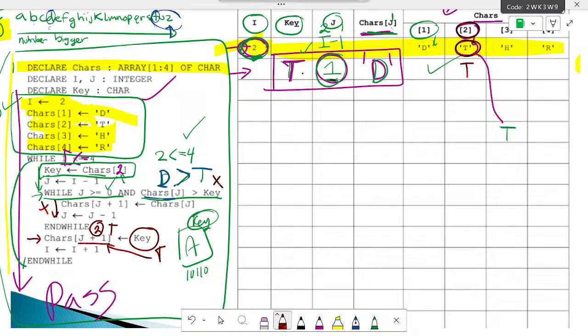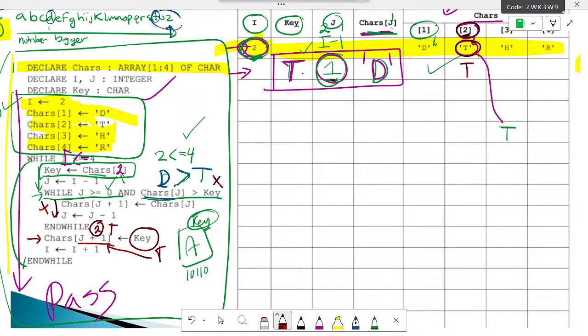Okay, can you write a t in your table? We have a t. Do you understand why there's a t there? Why is there a t here? It's because j plus 1 is 2, and that's char 2. Okay, i is equal to i plus 1.